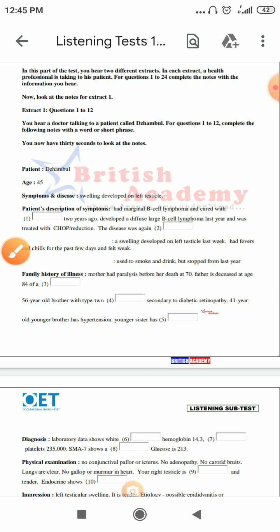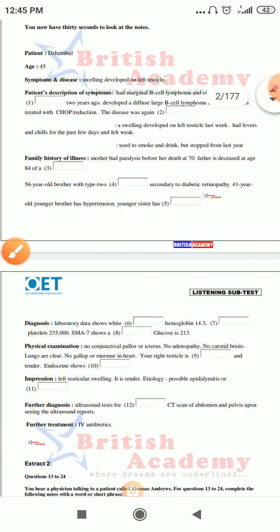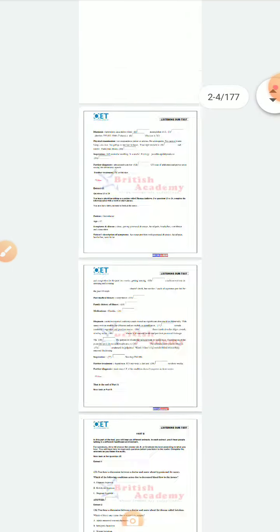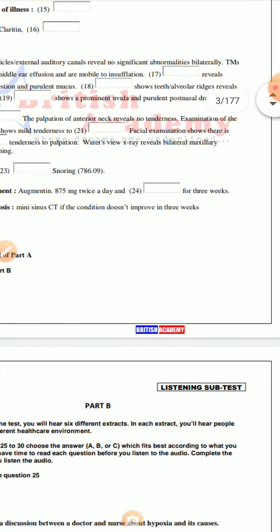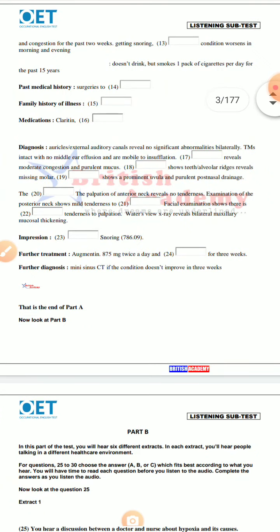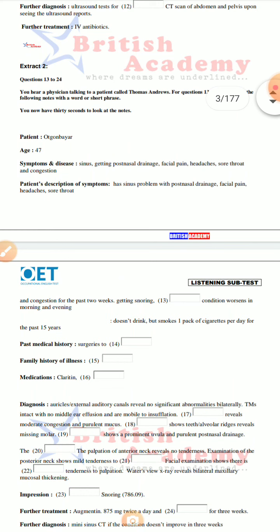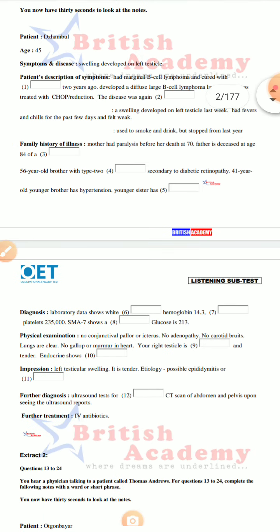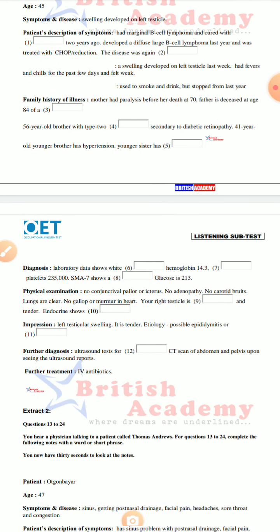Okay, in such a way you need to find the answers in part A. The same thing will be repeated in part B, because the patient will be having a conversation with the medical professional. In that medical conversation, you need to find the answers. You can hear the patient's problem and family history. The patient will be saying the family history and his diagnosis.